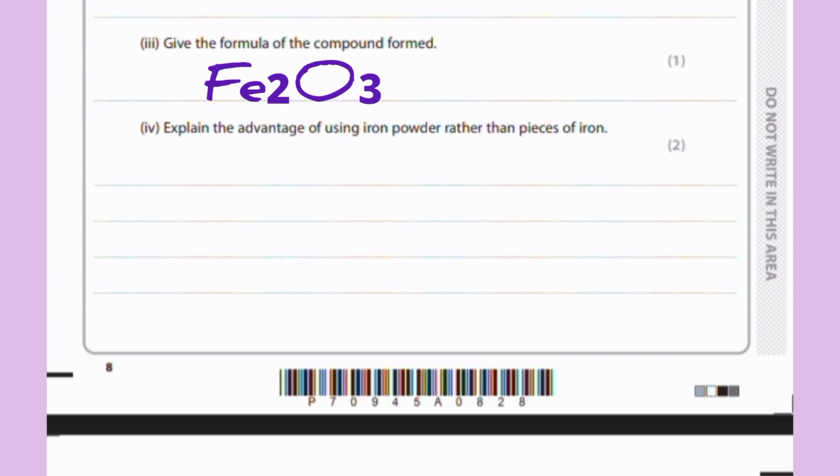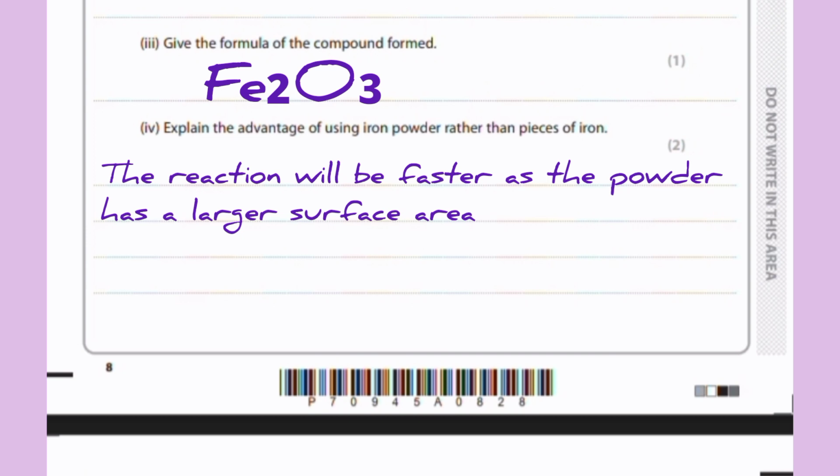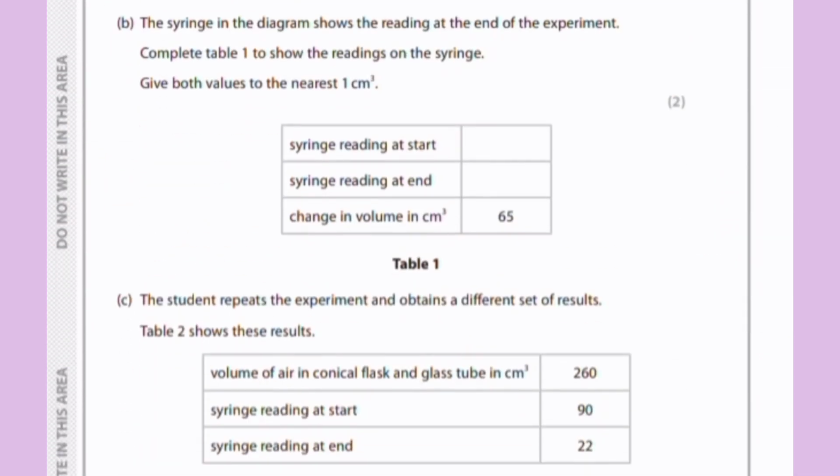Explain the advantage of using iron powder rather than pieces of iron. The reaction will be faster as the powder has a larger surface area. B. The syringe in the diagram shows the reading at the end of the experiment. Complete table 1 to show the readings on the syringe. Give both values to the nearest 1 cm³.